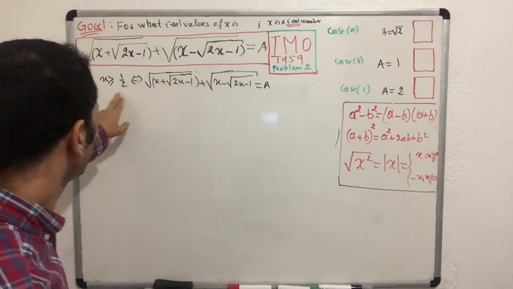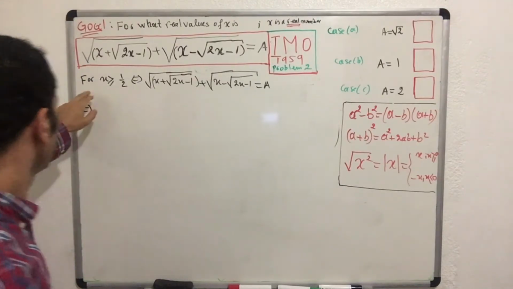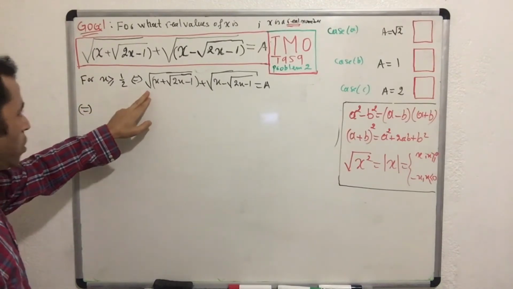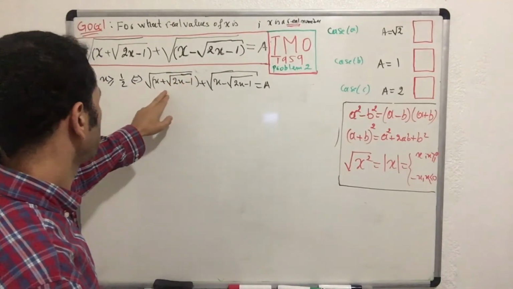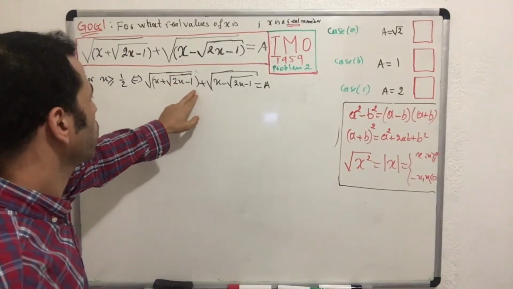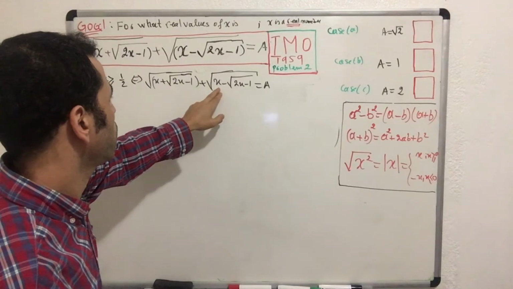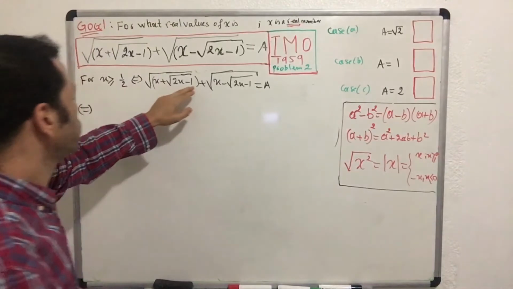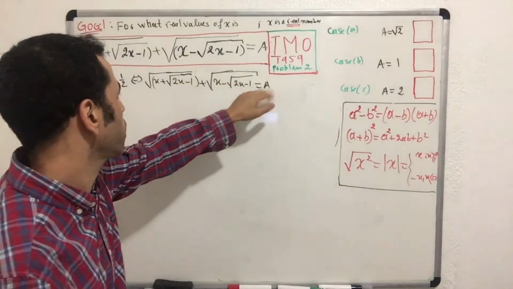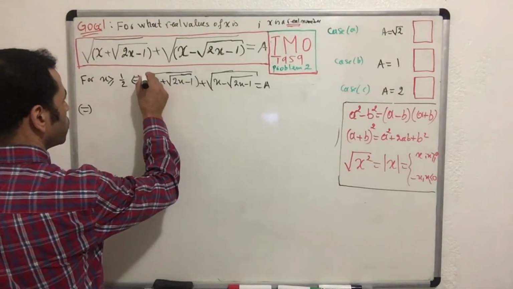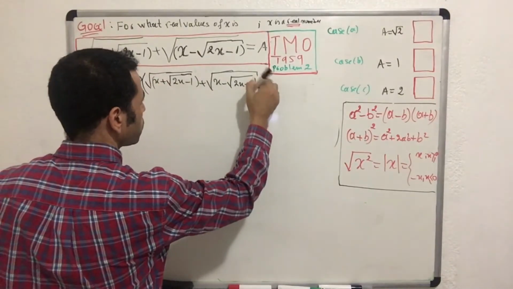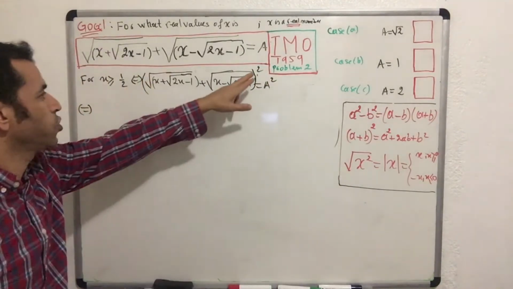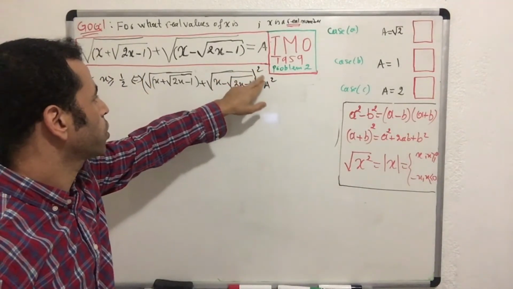In this step I'm going to solve this equation for all x superior or equal 1 over 2. This equation is square root of x plus square root of 2x minus 1 plus square root of x minus square root of 2x minus 1 equal capital A. I'm going to raise to the power 2 on both sides.